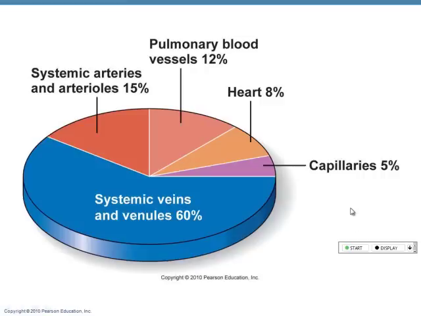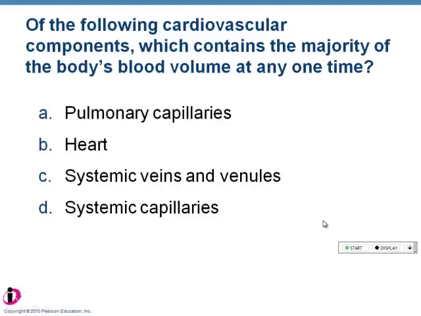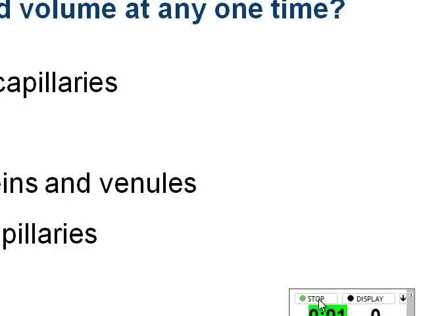So capillaries about 5%, heart about 8%, systemic arteries and arterioles 15%, 12% going to pick up oxygen, drop off carbon dioxide in the pulmonary circulation. So only 5% of your blood volume at any given time is going through the whole exchange thing. So, another clicker question. Of the following cardiovascular components, which contains the majority of the body's blood volume at any one time?